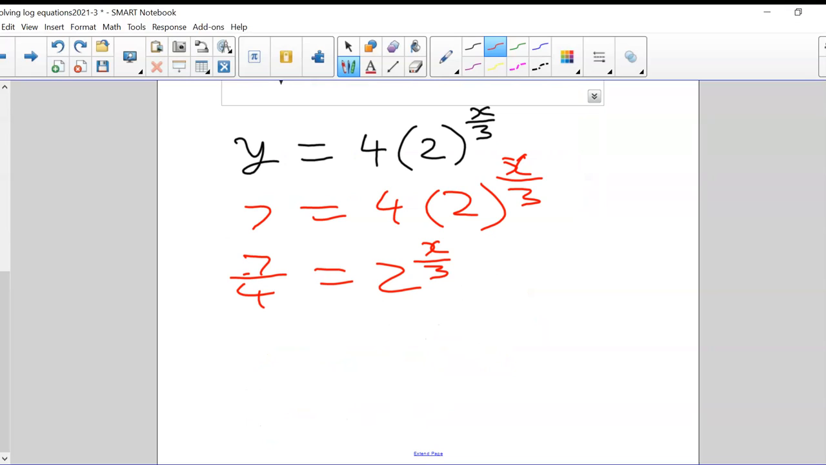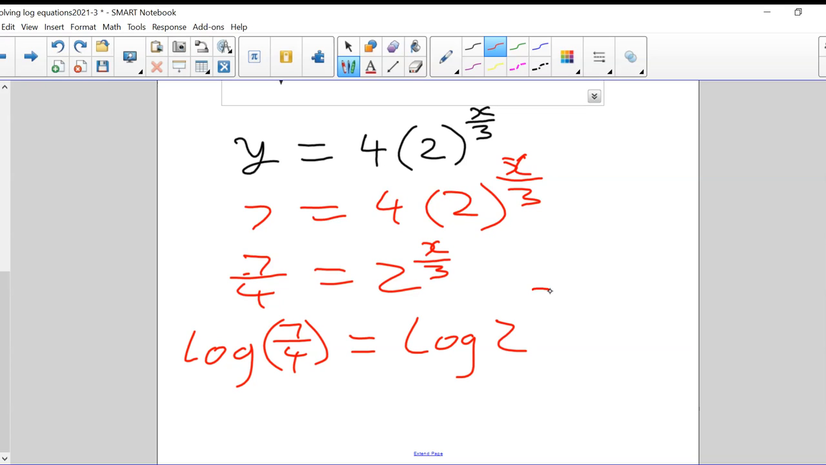What would you say? Log. Oh, I like that. Let's take the log of the two sides. The log of 7 over 4 is equal to the log of 2 to the power of x over 3. Okay, that's a good step. What would my next step be after taking the log of the two sides?